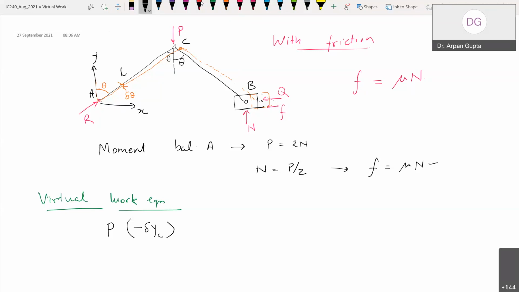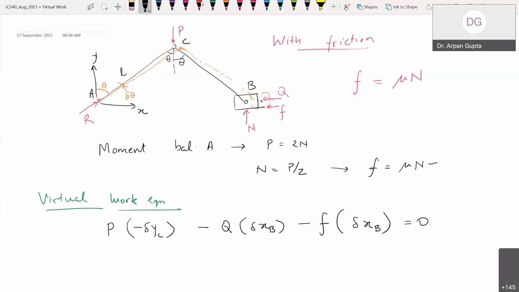So the displacement of point B is positive in the right direction. Q is acting in the negative X direction, so again there will be a minus Q times the virtual displacement of point B. Same thing with the friction force. It is acting in the negative direction and our displacements are positive. So this is acting like this, and this should be equal to 0.